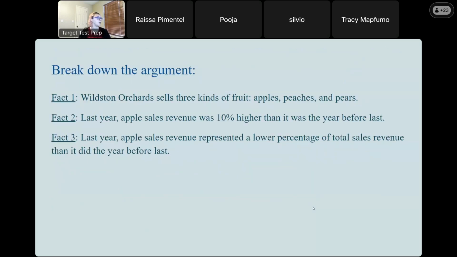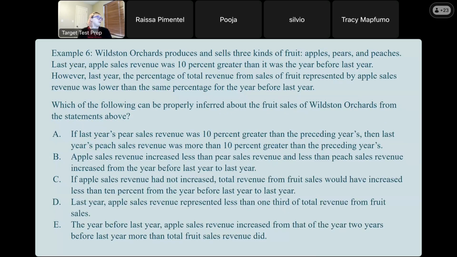So, Wildston Orchard sells 3 kinds of fruit: apples, peaches, and pears. Last year, apple sales revenue was 10% higher than it was the year before last. Also last year, apple sales revenue represented a lower percentage of total sales revenue than it did the year before last. If last year's pear sales revenue was 10% greater than the preceding year's, then last year's peach sales revenue was more than 10% greater than the preceding year's.